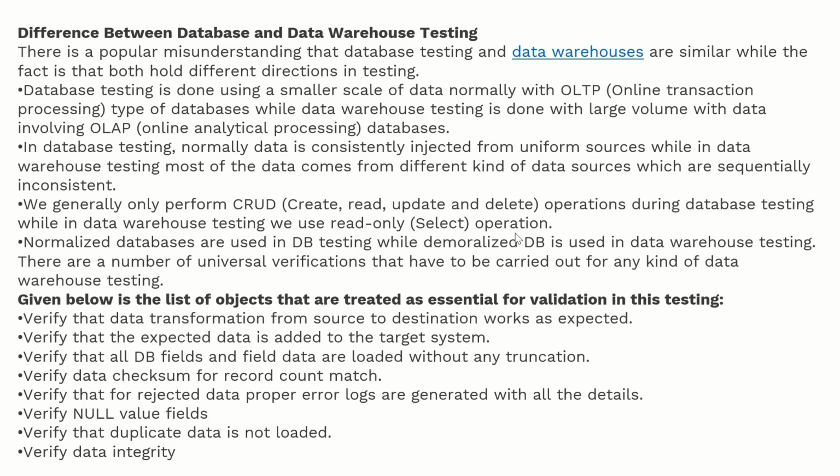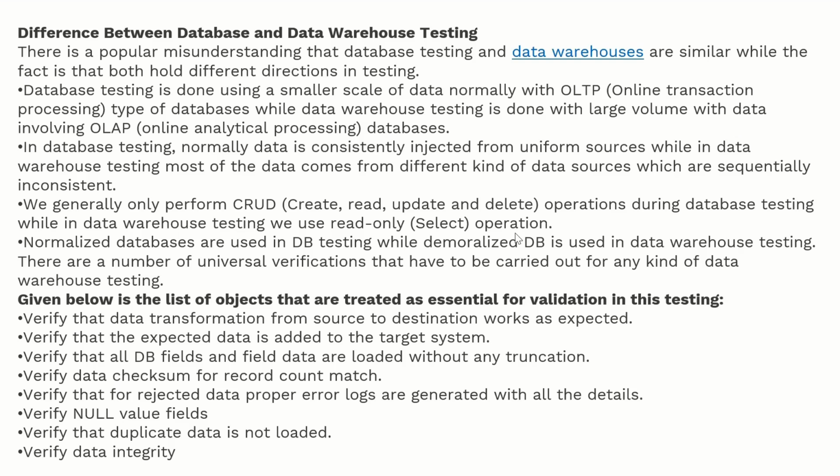So, the difference between database and data warehouse testing. There is a popular misunderstanding that database testing and data warehouse testing are similar, while the fact is both are different. Okay, so different types of testing. Database testing is done using a smaller scale of data, normally with OLTP, that is online transaction processing type of databases, while data warehouse testing is done with a large volume of data involving OLAP, online analytical processing databases.